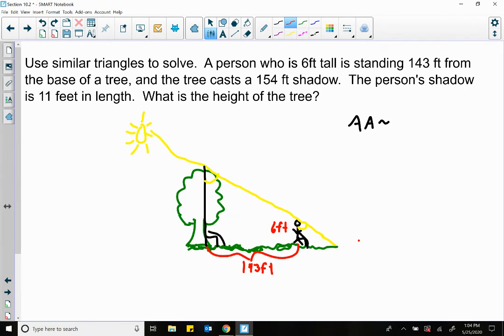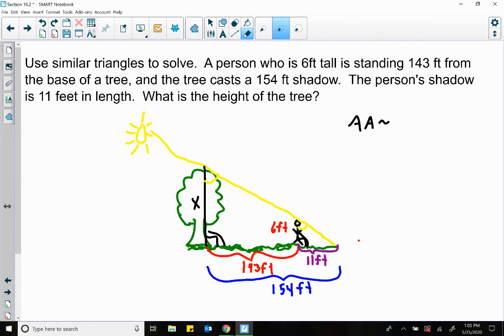It says the tree casts a shadow of 154 feet. So let me change this. So the tree's shadow from there all the way out to there is 154 feet. The person's shadow is 11 feet in length. Okay, so I'll use a different color. This right here is 11 feet in length. What is the height of the tree? So they want to know that. Okay?